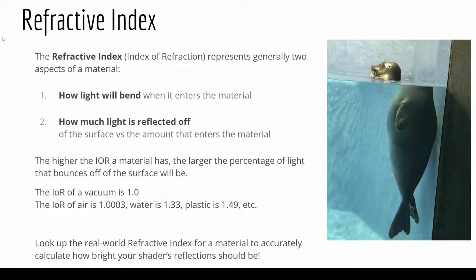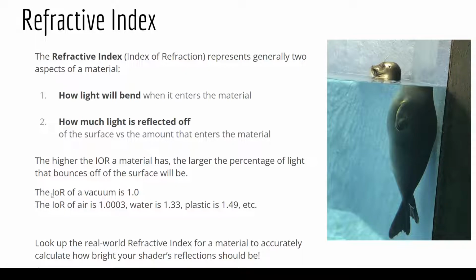The next aspect of a material and reflectance that we have to think about is the refractive index, sometimes called the index of refraction, which represents two different aspects of our material. It describes how light bends when it enters the material, like you'll see with this seal, right? Water has a very high index of refraction compared to air. So when light travels from air into water, light bends a lot. That's why it looks like the seal's being decapitated. And it's also describing how much light is bouncing off of the surface. So the higher the index of refraction a material has, the larger the percentage of light that bounces off the surface.